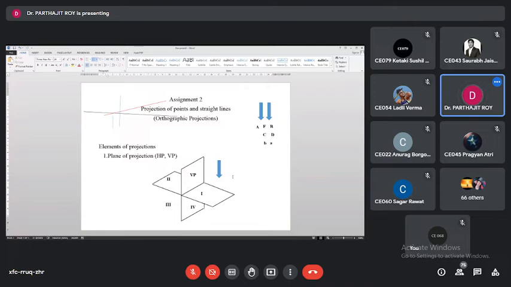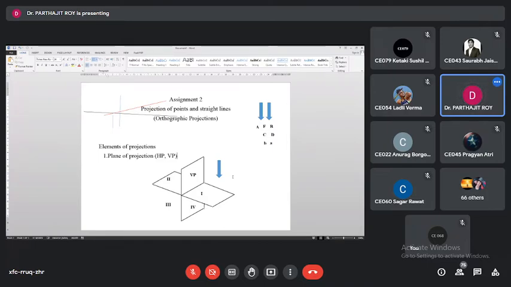1, 2, 3, and 4. For quadrant 1, we assume that any point lying in quadrant 1 will be above the horizontal plane and in front of the vertical plane. Am I clear? Similarly, for quadrant 2, any position will be behind the vertical plane and above the horizontal plane. Like that, for the third one, it is behind the vertical plane and below the horizontal plane, and the fourth one, below the horizontal plane and in front of the vertical plane.